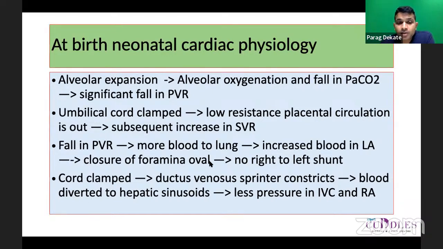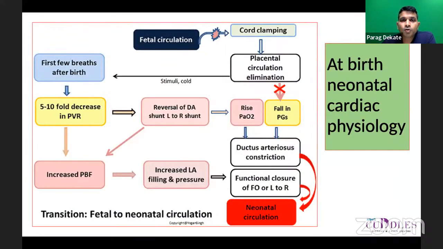Cord is clamped. So what happens is the ductus venosus sphincter constricts, blood is diverted towards the hepatic sinusoid, and there is less pressure into the IVC and RA. So this happens because of the clamp closure. The cord is clamped, uteroplacental circulation is eliminated, and there will be a significant fall in the prostaglandins.